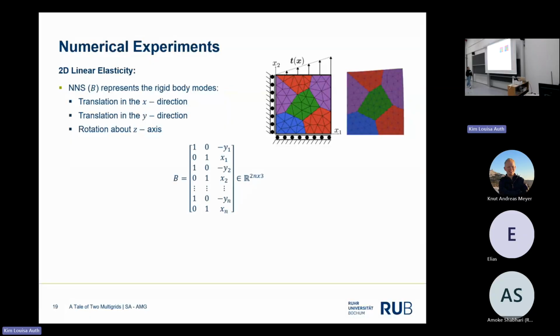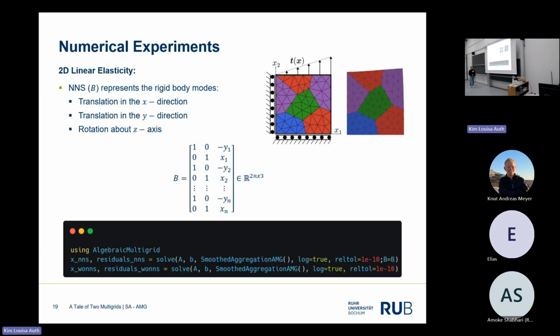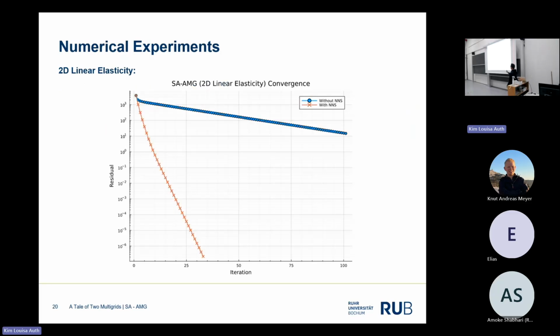And here is the matrix, and in here is the number of nodes. So when we do so, we call the algebraic multigrid solve function two times, with the near null space and without the near null space. And as you can see, the near null space here is a keyword argument. And when doing so, this is the result. And as you can see, just using the near null space expedites the convergence a lot. Otherwise, we go the highway.